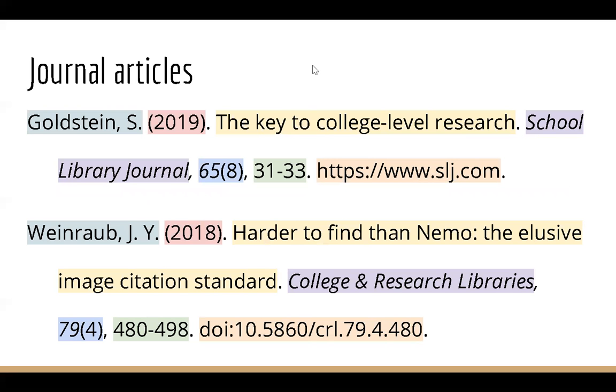So here's what some journal article citations would look like. You'll see our sources are in alphabetical order. There's a hanging indent between the lines, and there's no additional spacing between our sources. All the different pieces of information are there in the correct order with the proper formatting, capitalization, and punctuation.